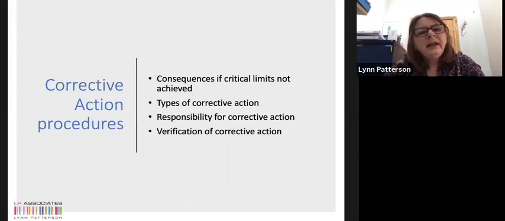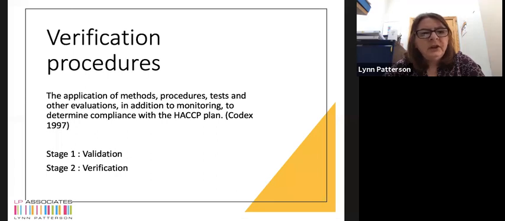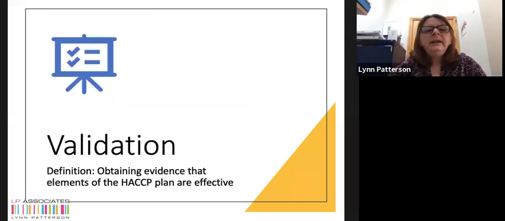So once we've done that, then we move to our final stages of HACCP. So we've got what we call verification procedures. So these are the application methods and procedures and tests and other evaluations in addition to monitoring to determine compliance with the plan. There are two stages. Stage one is validation and stage two is verification. So validation is once we've designed it, we're checking, is it right? Is it correct? Before we implement it, we need to double check that our plan is correct.